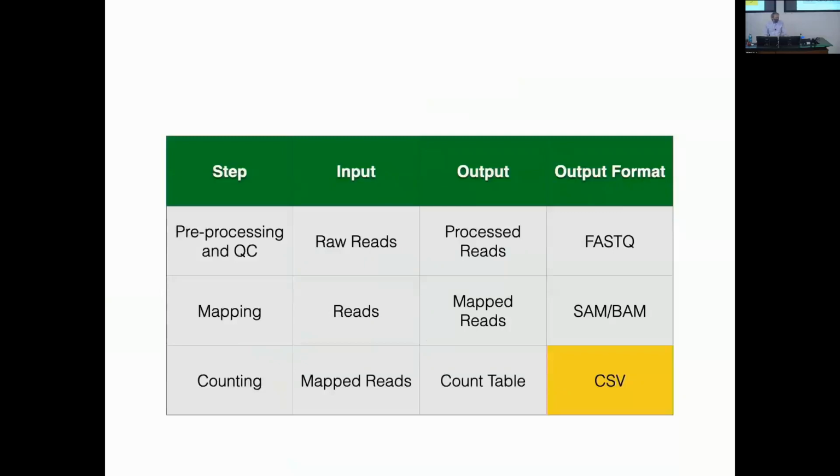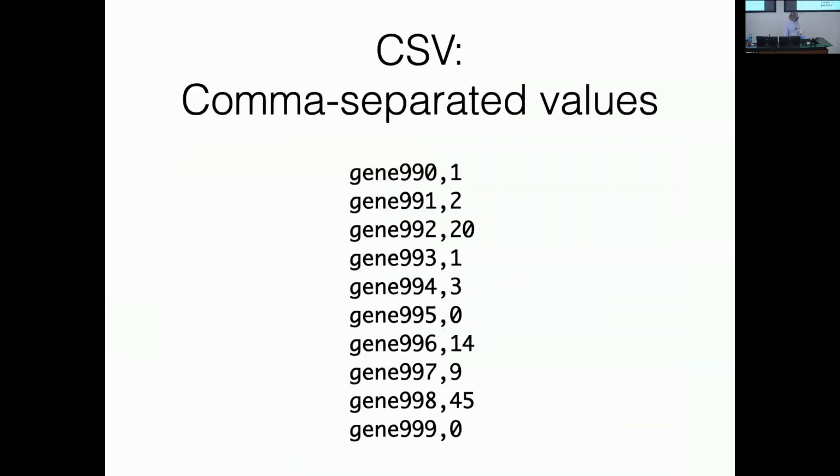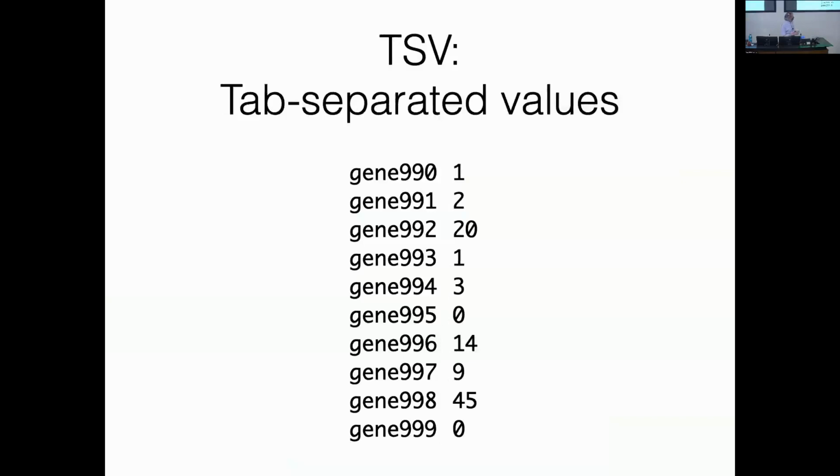Okay, and so I told you that the count table is usually there in a CSV or a TSV format. So you've probably all seen CSVs before, right? It just means it's a representation of a table where commas separate the different columns. Here is that same data as a TSV where you have a tab separating the columns. Questions about that?